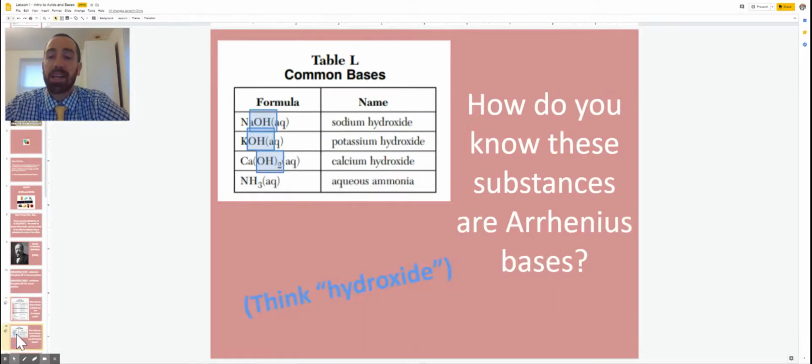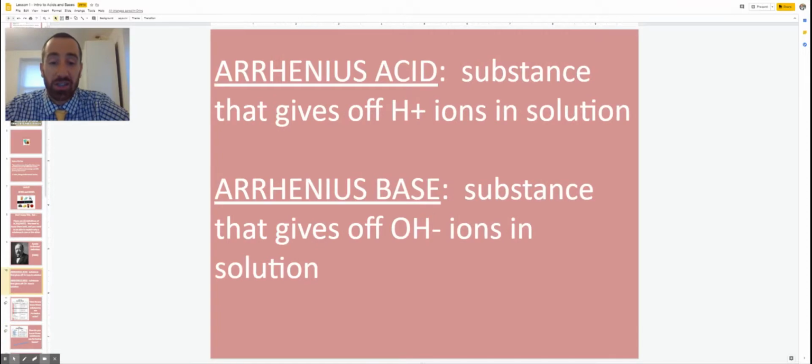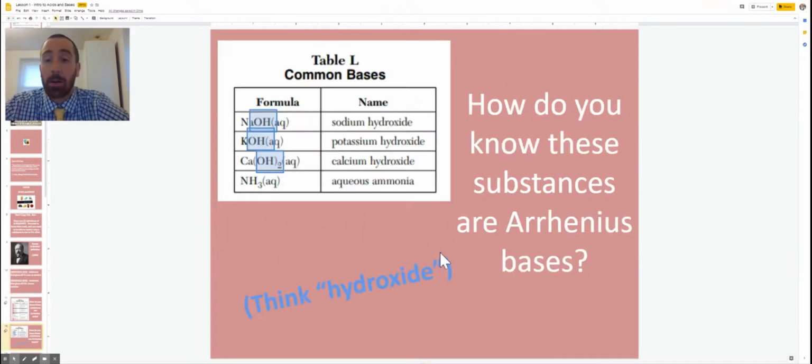On the other hand, bases, according to your definition of bases, they usually feature OHs. So according to Arrhenius, if a substance gives off OH minus ions in solution, if a substance gives off hydroxide, it's going to be considered a base. Well, if they're going to give off OHs, they should have OHs in their chemical formula. So how do I know these are Arrhenius bases? Because they have OH in them.